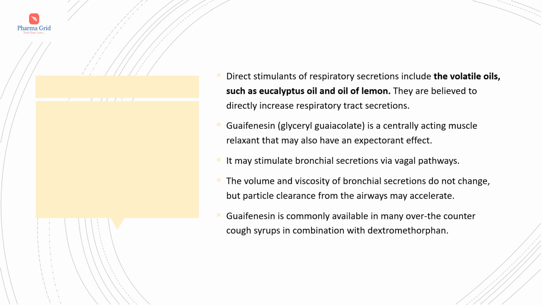Guaifenesin, also known as glyceryl guaiacolate, is a centrally acting muscle relaxant that may also have an expectorant effect. It may stimulate bronchial secretions via vagal pathways. The volume and viscosity of bronchial secretions do not change, but particle clearance from the airways may accelerate. Guaifenesin is commonly available in many over-the-counter cough syrups in combination with dextromethorphan.